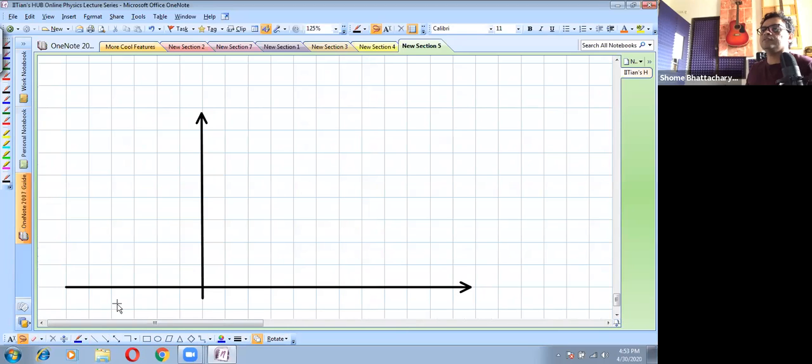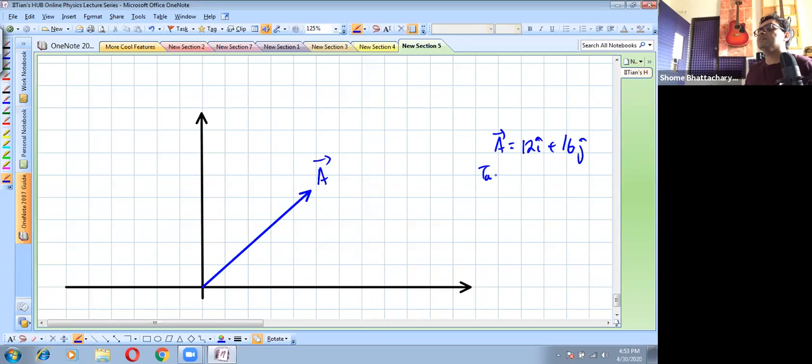Vector A is in this kind of a situation, because vector A's components are 12 i cap plus 16 j cap. So you can see that the angle it is making is such that tan theta is 16 by 12, or 4 by 3. So that means theta is 53 degrees. Now both the x and y components are positive, so you can see that it is lying in the first quadrant. And this angle comes out to be 53 degrees.